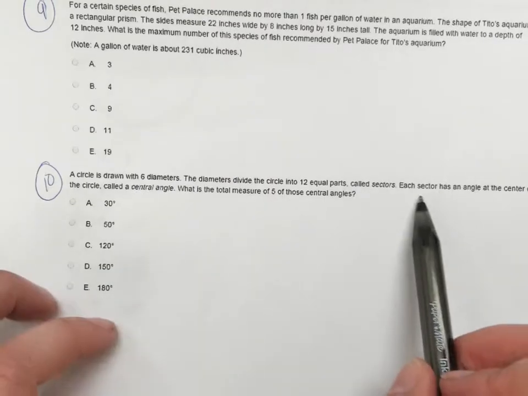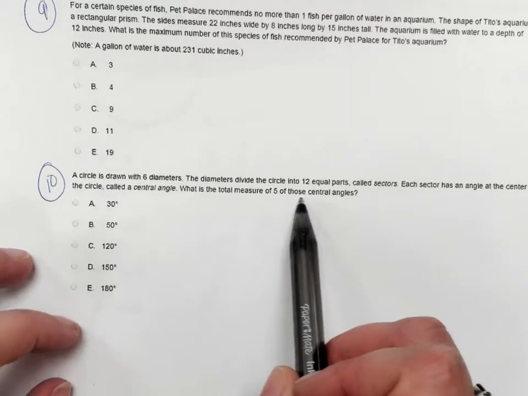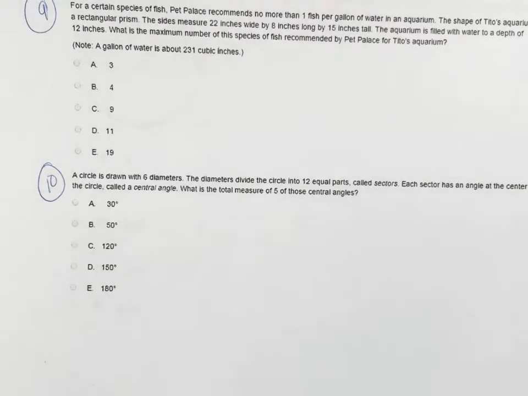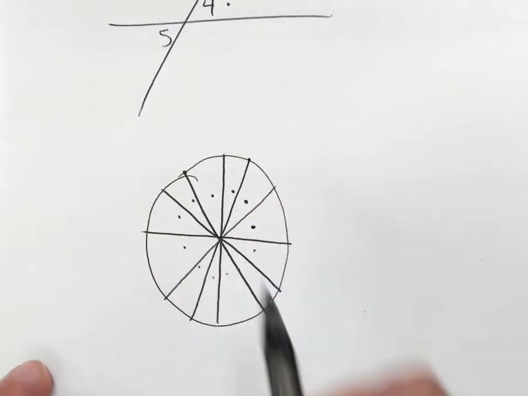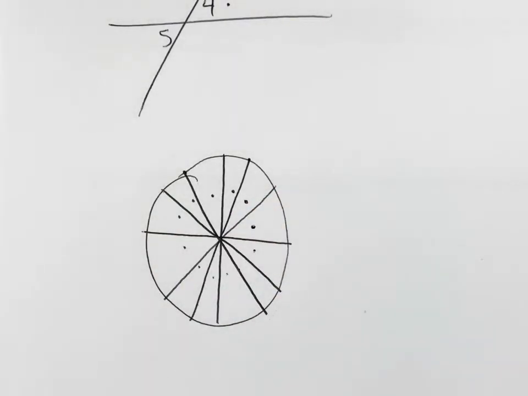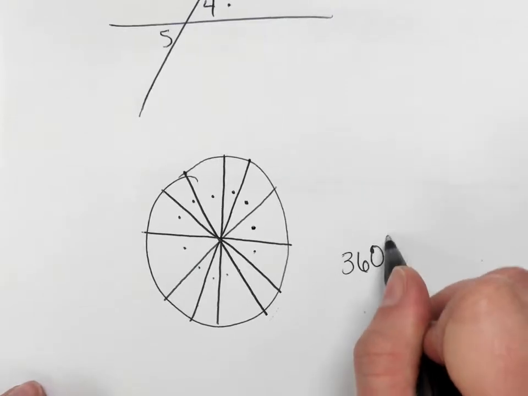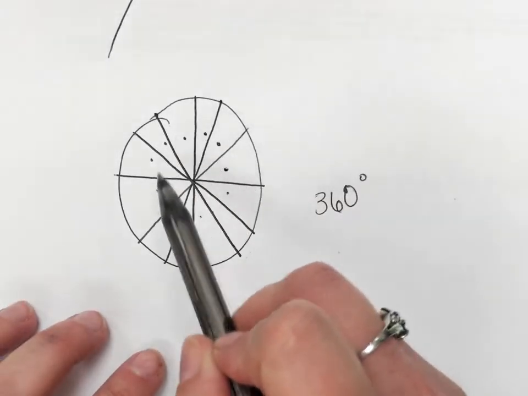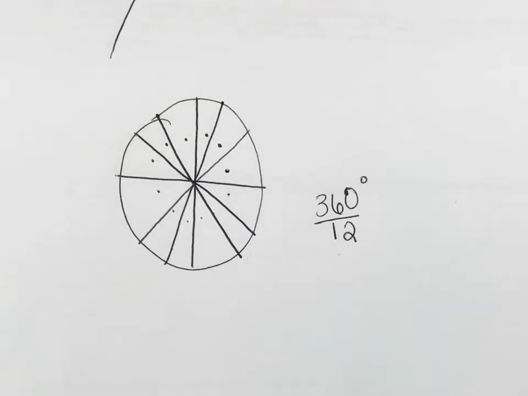All right, what's it say? Each sector has an angle in the center called, what is the total measure of 5 of those angles? So, guys, how much is a circle? If you turn all the way around, how many degrees is that? 360 is all the way around. If you do skateboards, if you flip it all the way around, it's 360, okay? So how many angles did you say there were? 12. How much is that?